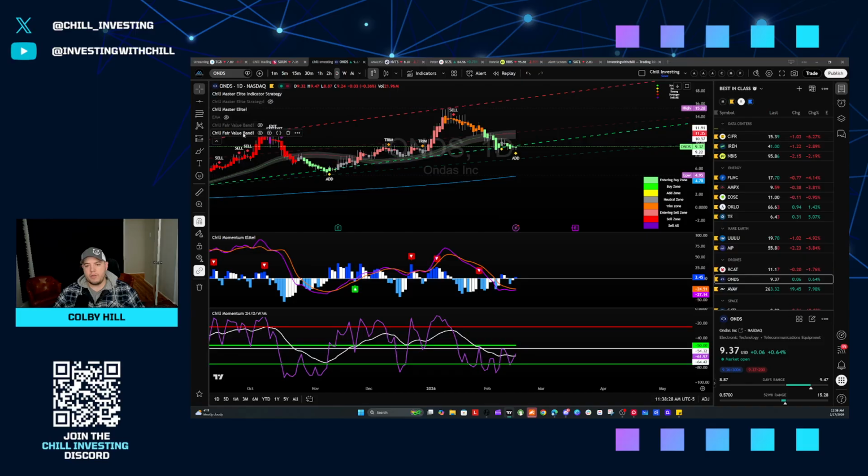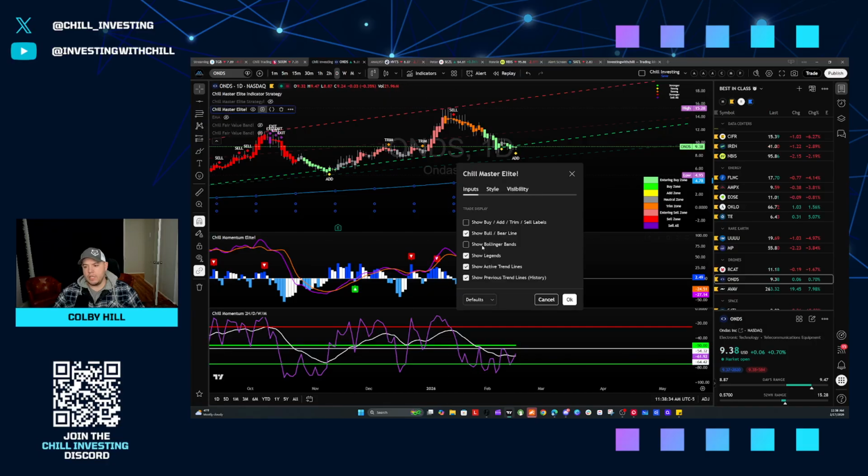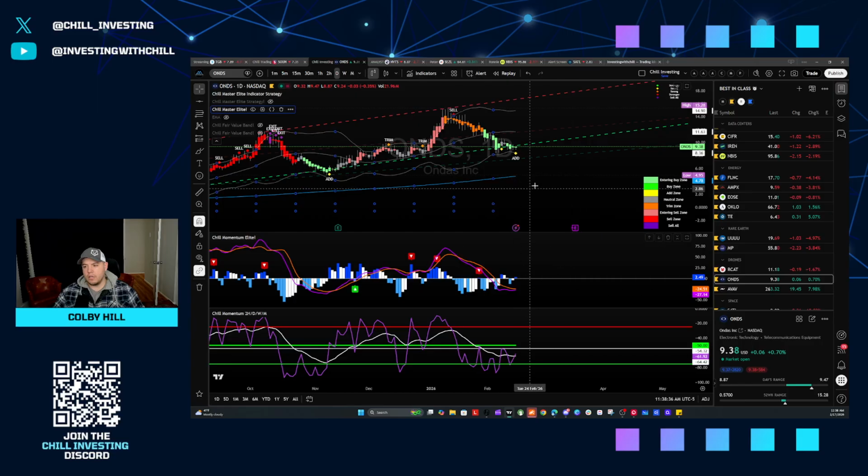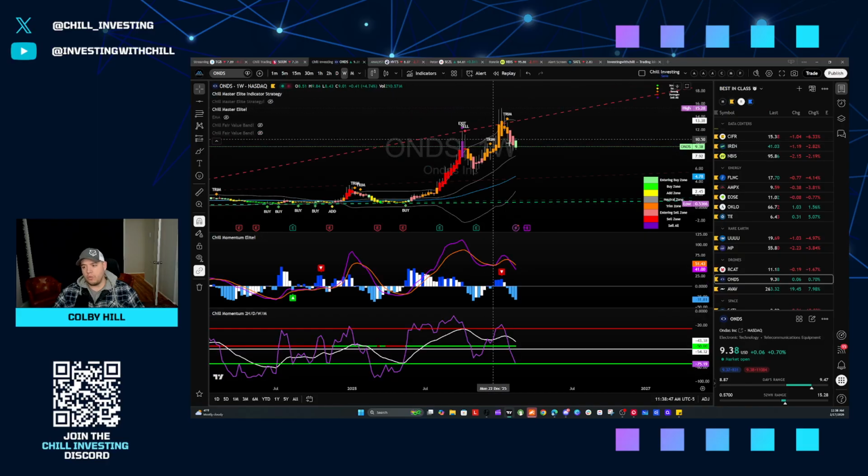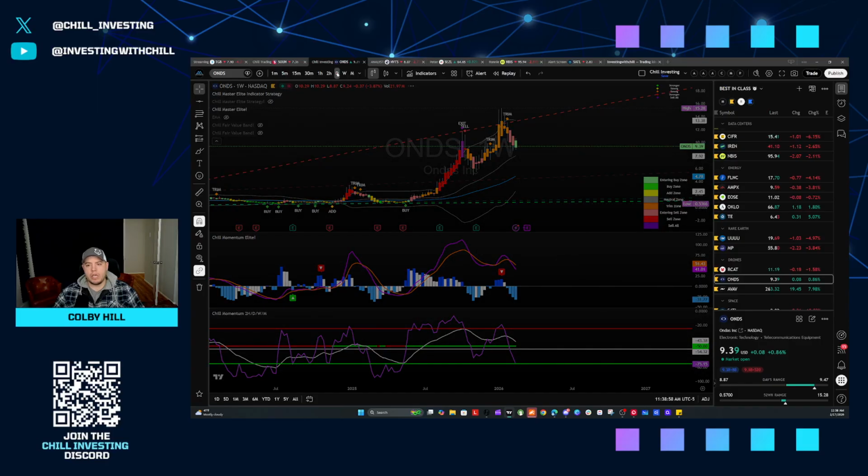So we can move these fair value bands. I like to use those really just for the weekly time frame. And then I want to go to our Master Elite, and I want to add the Bollinger Bands, all right? And we are at the bottom of the Bollinger Bands for the daily time frame. Daily time frame showing an $8.36 option, okay? So $8. We saw the weekly time frame was a $7.50. We do have the middle of the Bollinger Band sitting right at an $8.